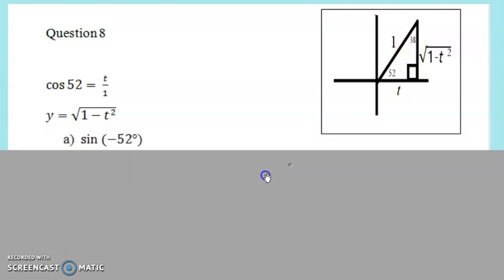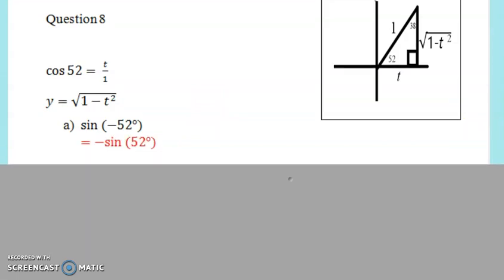Our first question that they ask us: calculate sine of negative 52. The first thing I will do in this case is write this out using the rules. The rules state that sine of a negative angle is equal to negative sine of that particular angle. I notice 52 degrees is in the first quadrant. Negative 52 will definitely be in the fourth quadrant. So sine must be negative in the fourth quadrant. We all know that. So then I apply my rules.